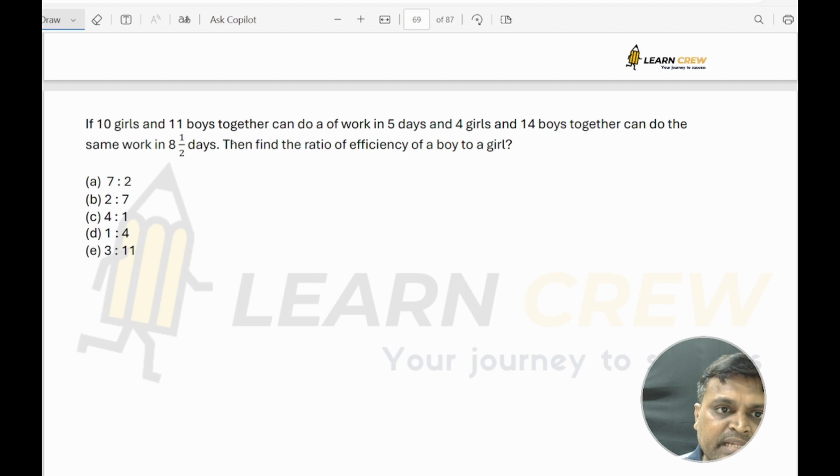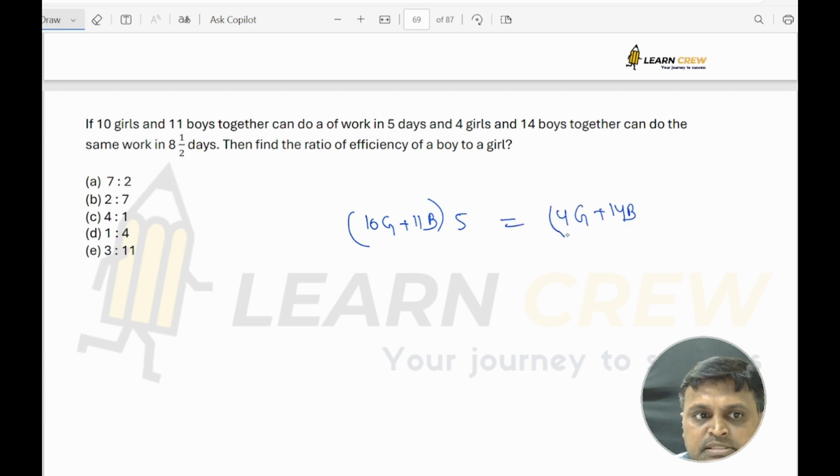Next, 10 girls and 11 boys together can do a work in 5 days. 4 girls and 14 boys can do the same work in 8.5 days. 8.5 I am taking as the fraction 17 by 2. So 10G plus 11B equals 5, times 17 by 2 gives the other equation. Multiplying, 100 minus 68, 32G is equal to 238 minus 110, which is 128B.